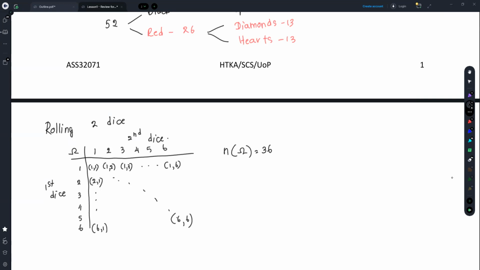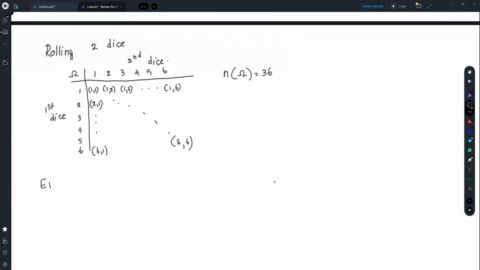Now, if I define an event, what is an event? An event is a subset of the sample space. So you will need all these terms when we do stochastic processes. That is why I'm doing this review. Sample space, subsets, all these key words will be there when we start the lesson. The subset of the sample space is called an event. Usually we use uppercase letters, right?